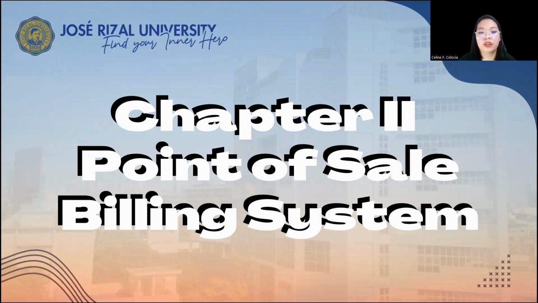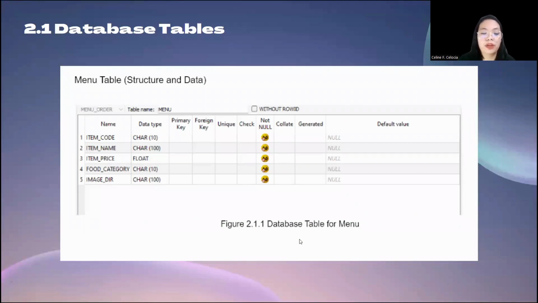Under Chapter 2, the Point of Sale Billing System. Next. We have here the database tables. First, we have Figure 2.1.1, the database table for menu. On top of that, we have the table menu.